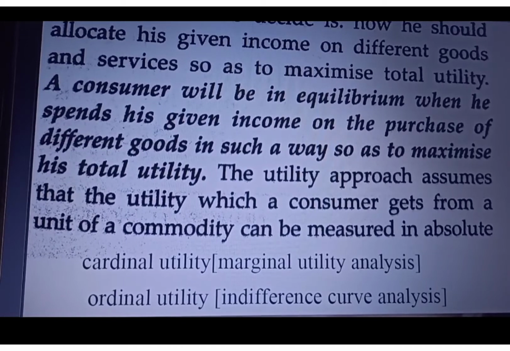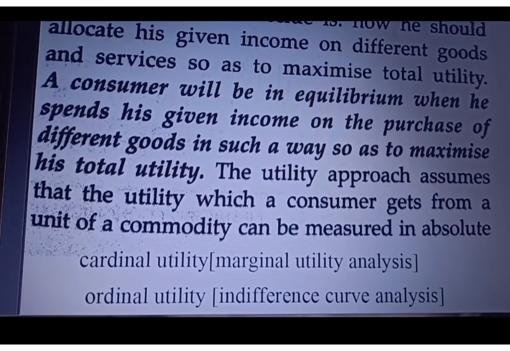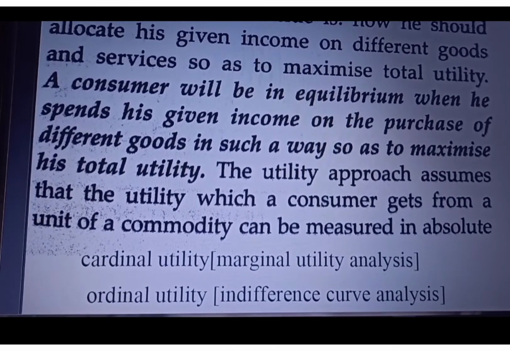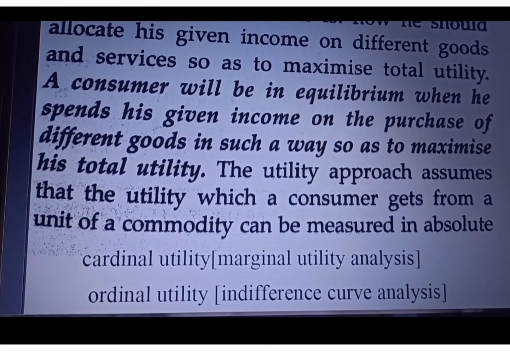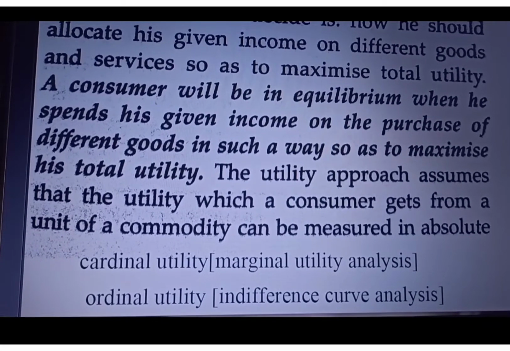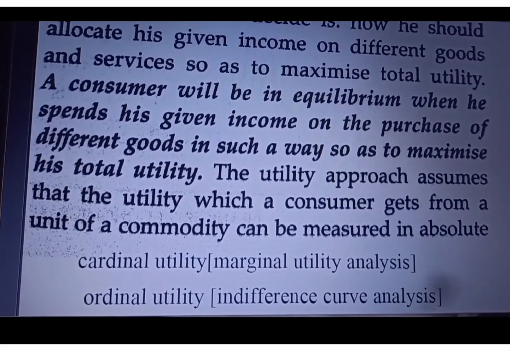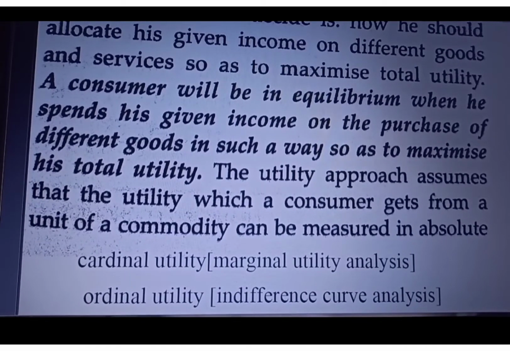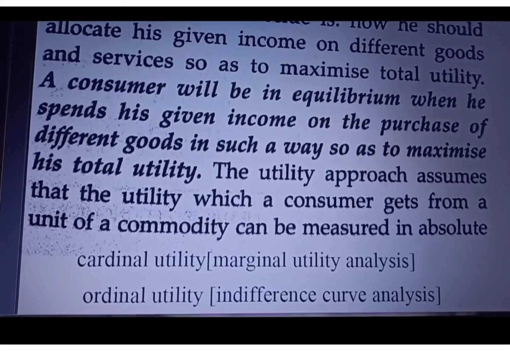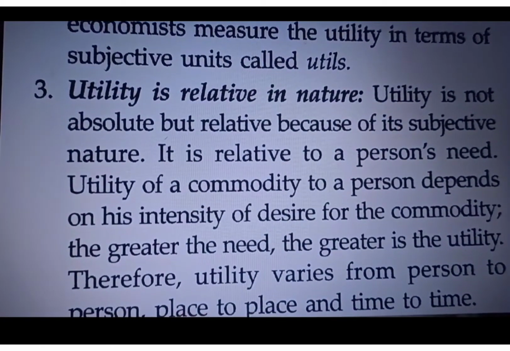The second one is ordinal utility. Ordinal utility means we do not discuss utility in numbers, we discuss it in a sequence of groups. We have different bundles of two commodities that can provide you maximum satisfaction. But in cardinal utility, we discuss satisfaction in terms of cardinal numbers. That is the major difference between cardinal utility and ordinal utility, which you have to keep in mind. The third point is that utility is relative in nature.